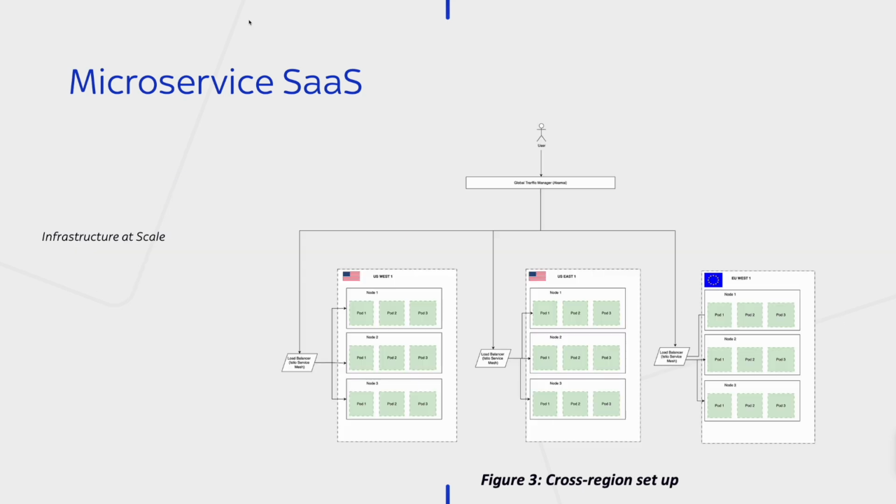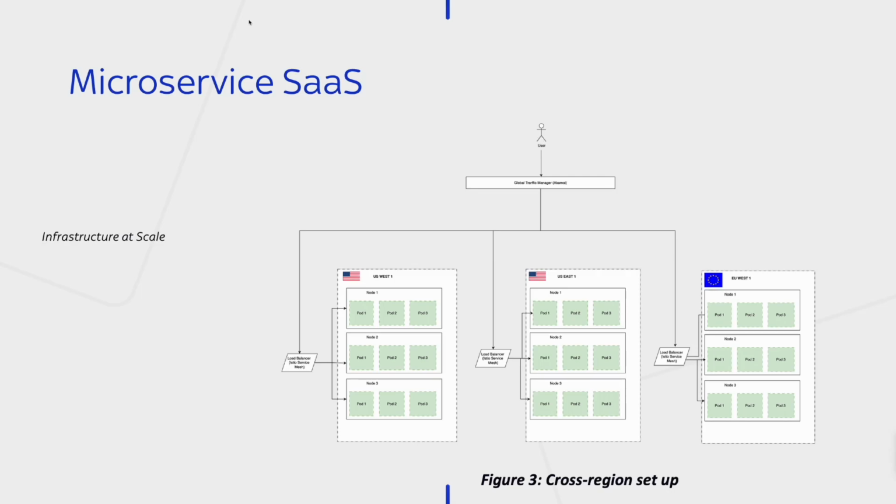Now, just to expand on the microservice domain and look at failovers and the infrastructure of scale, this slide illustrates our global microservice deployment strategy for high availability and resiliency at scale. We've deployed services across 3 major AWS regions: US West, US East, and the EU. Each region hosts independent Kubernetes clusters with identical node groups and services, ensuring workload consistency and fault tolerance.